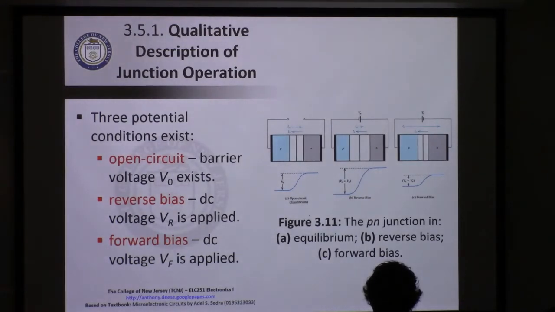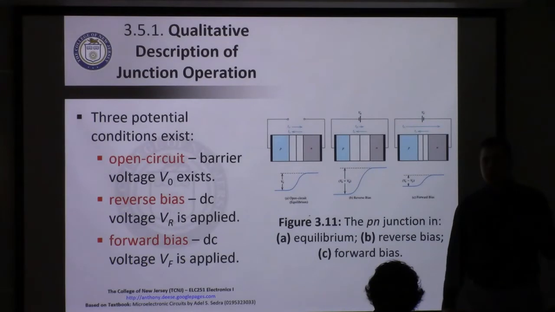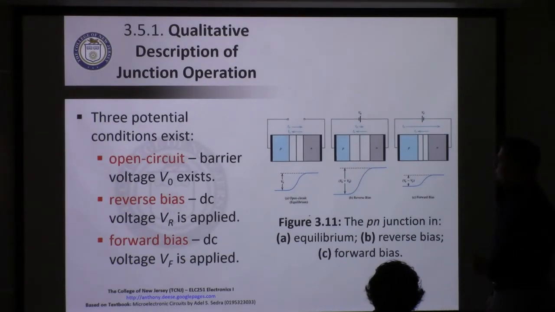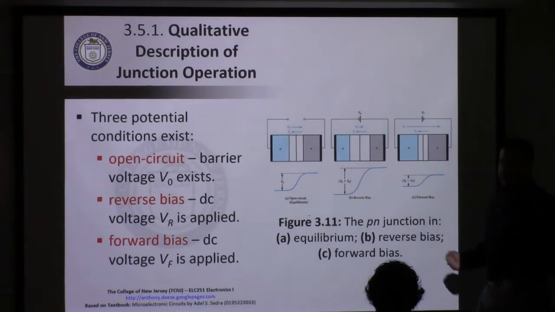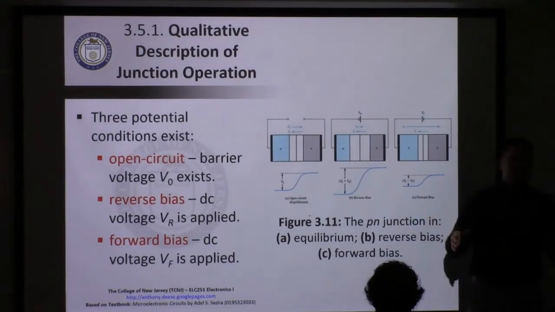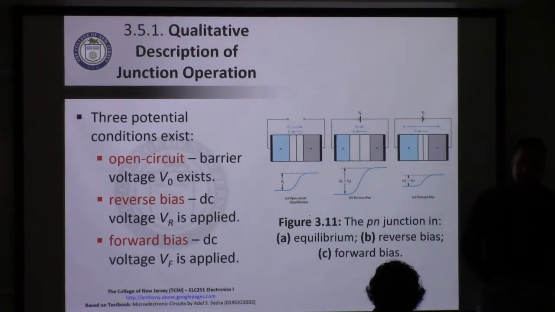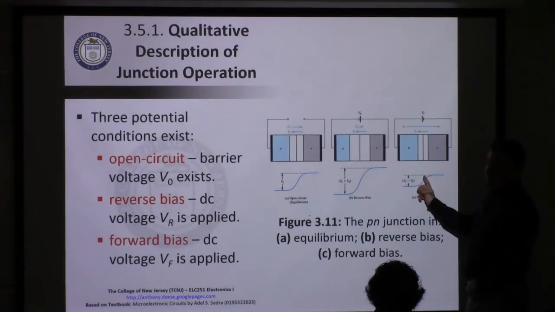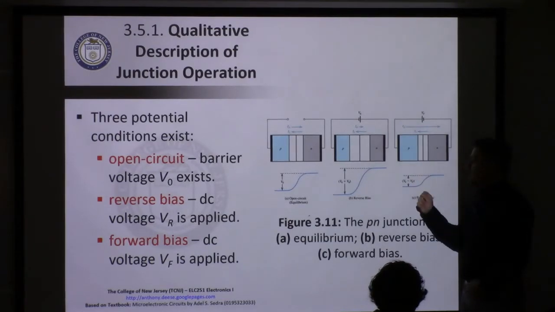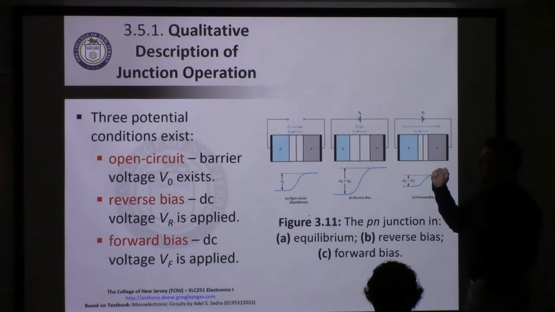So first things first, what determines which direction is forward and which direction is reversed? Essentially, it has to do with whether the voltage we apply reinforces V naught or works against V naught. So if the polarity of the voltage we apply reinforces V naught, then we're talking about the reverse bias case. If the polarity of the voltage we apply is opposite or works against V naught, then we have forward bias. So we'll call any reverse bias voltage VR. We'll call any forward bias voltage VF.